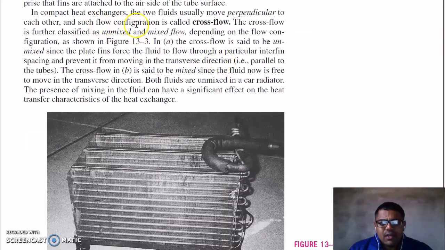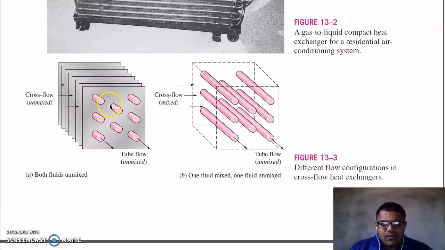In a compact heat exchanger, the two fluids usually move perpendicular to each other, and such a flow configuration is called cross flow. The cross flow is further classified as unmixed and mixed flow. So there are two classifications. You can see this is both fluids unmixed, and this is one fluid mixed, one fluid unmixed.